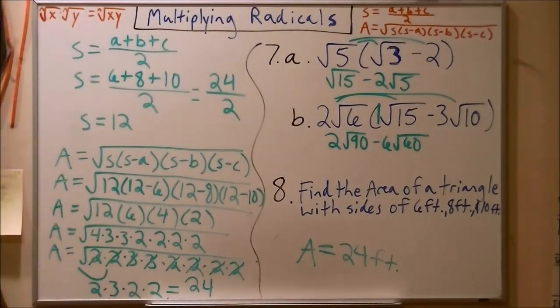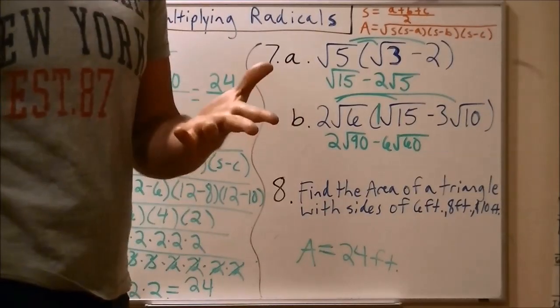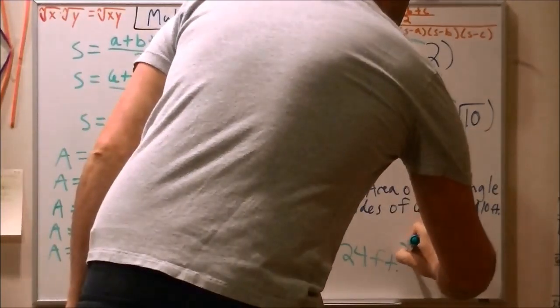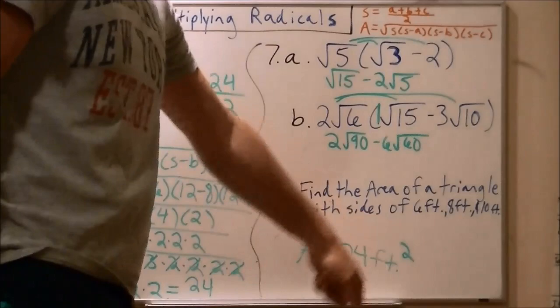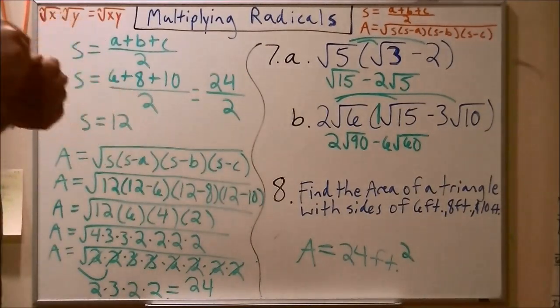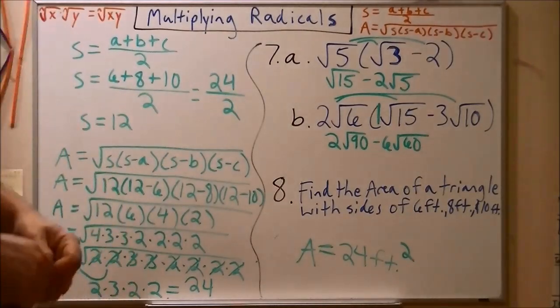Okay? But don't forget, I'm teaching pre-algebra right now, and you guys have learned it and used it a few times by now. If you're finding the area of anything, the units are what? Feet squared. For volume, it would be units cubed. But every time you're doing area, it's the unit and squared. So the area of that triangle is 24 feet squared. Voila! That's it, guys.